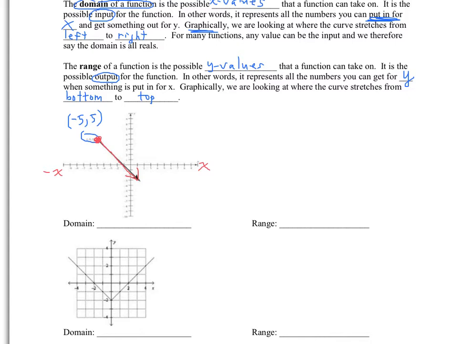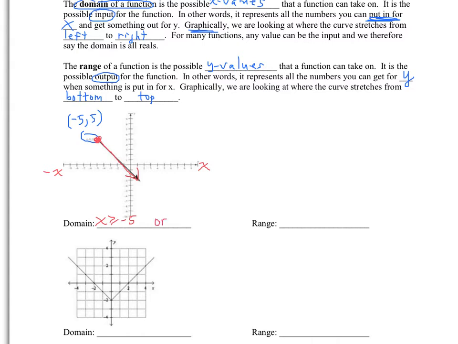So our domain, remember, domain is possible x values. It looks like the possible x values are everything greater than or equal to -5. So we can simply write out x is greater than or equal to -5. There is nothing smaller than -5, so that is not part of our domain. And by the way, that's set builder notation.